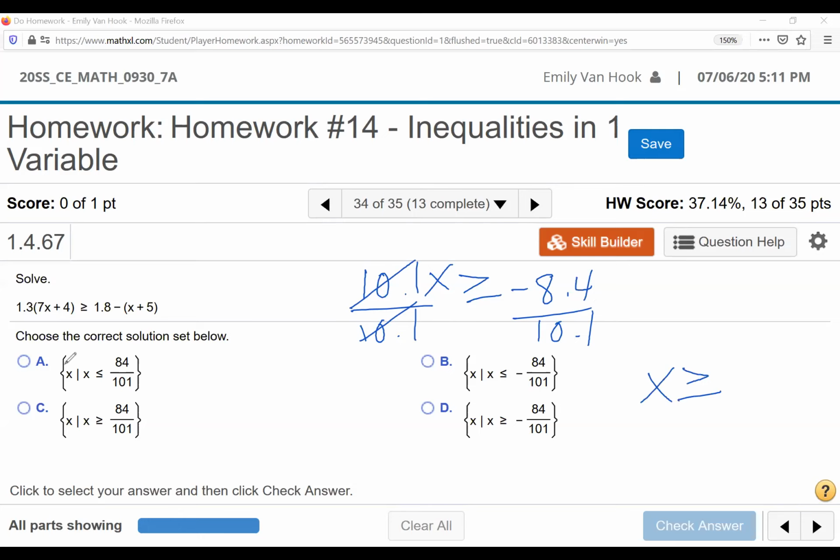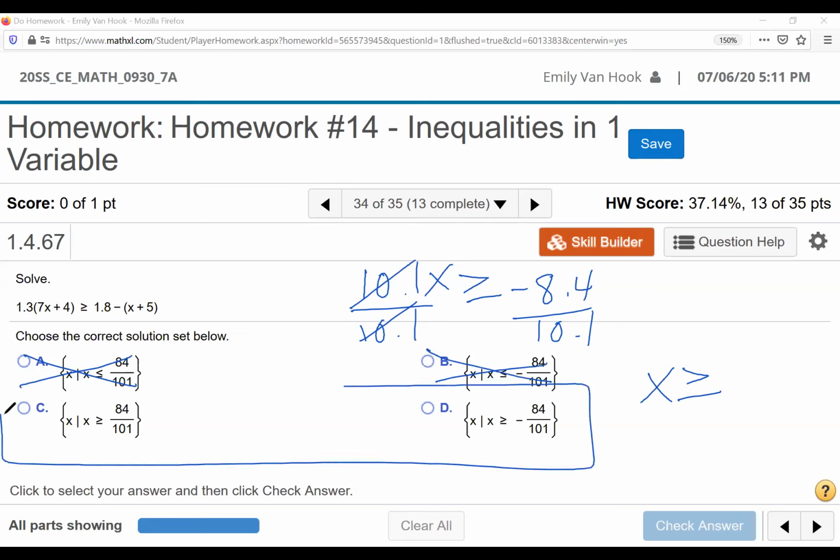So let's narrow it down. It's not choice A. That's the wrong inequality. It's not choice B. Those are both less than or equal to. So let's look at choice C and choice D. Both of them are 84 over 101. One is positive, one is negative. So we know our answer is negative, so that should be enough to narrow it down.